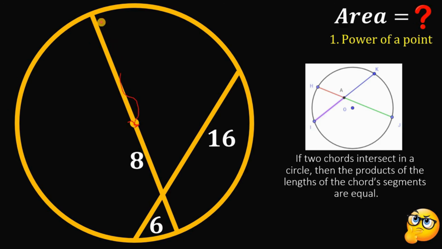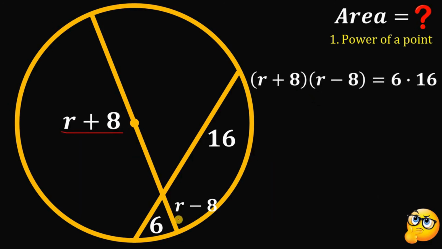Now, the length of this segment must be the radius of the circle, of course, and this small segment right over here must be equal to the radius minus 8 units, so r minus 8. Now, we have here r and 8, so if we add these two together, the length of the segment must be equal to r plus 8. Now, we will use the concept of the chord-chord power theorem. So, if we do that, we have r plus 8 multiplied by r minus 8, here it is, must be equal to the product of 6 and 16.